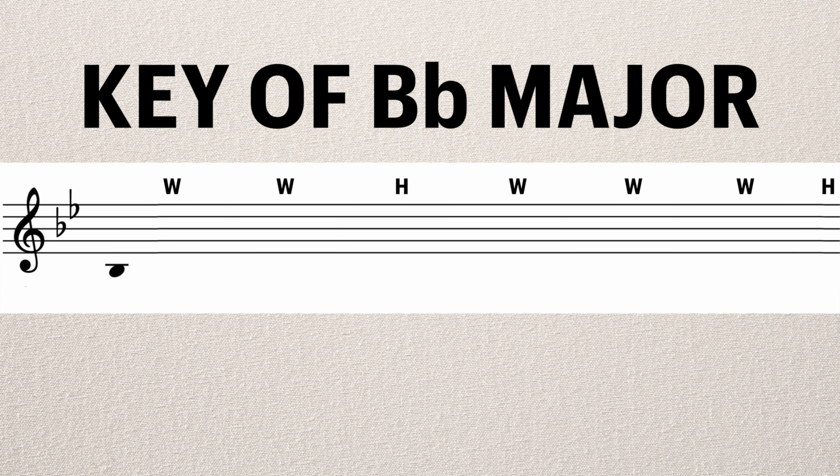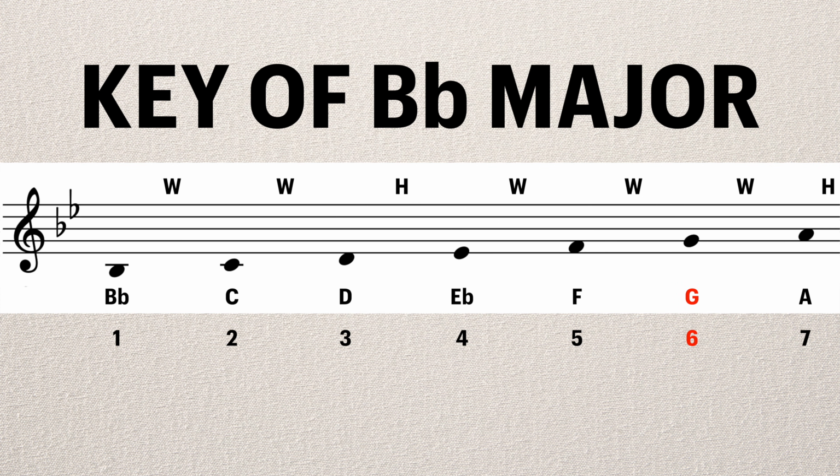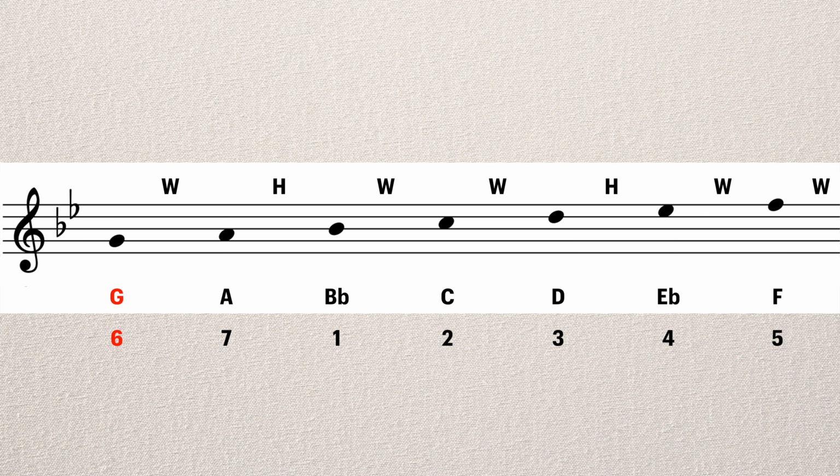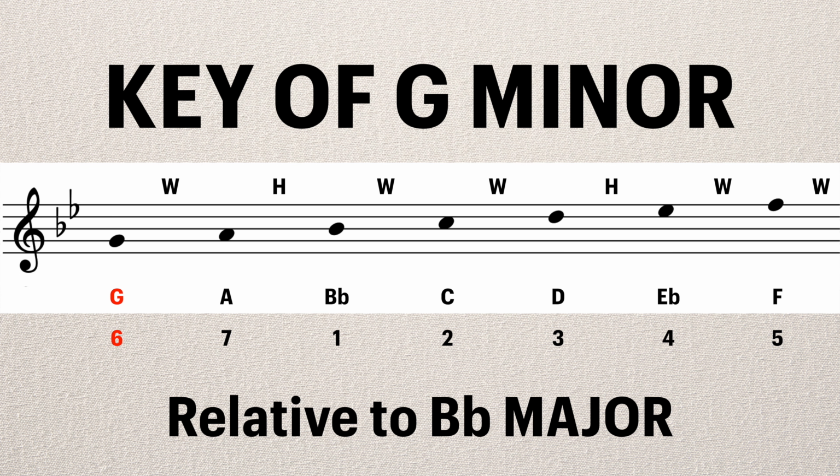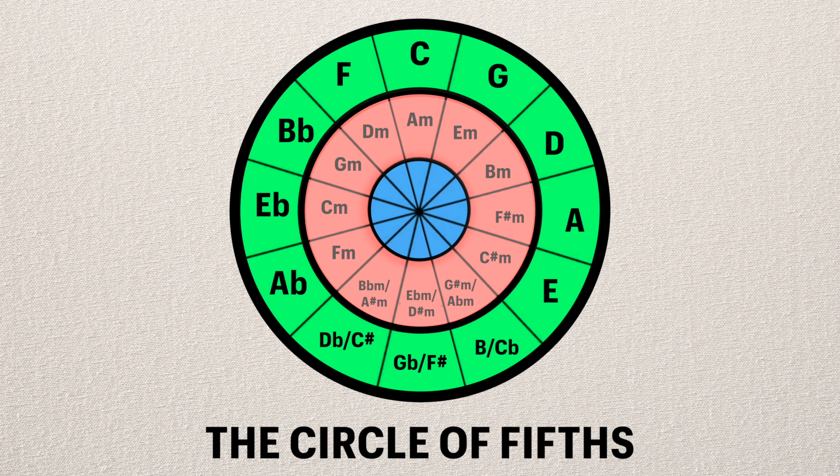Let's try B flat major. If we were to spell it out, B flat, C, D, E flat, F, G, A, and we made the 6th degree, the G, the starting point, but we keep the same sequence of notes, that would be our relative minor, G minor. So on the circle of fifths, in that inner circle is the relative minor to each respective major key on the outer circle.